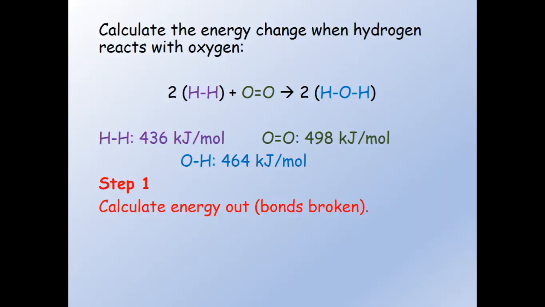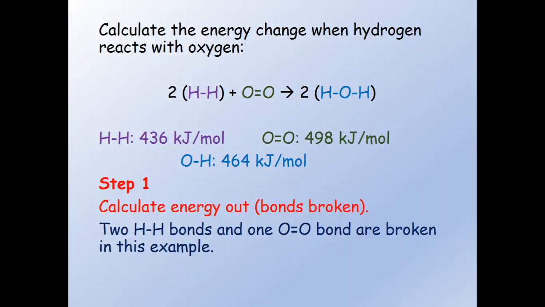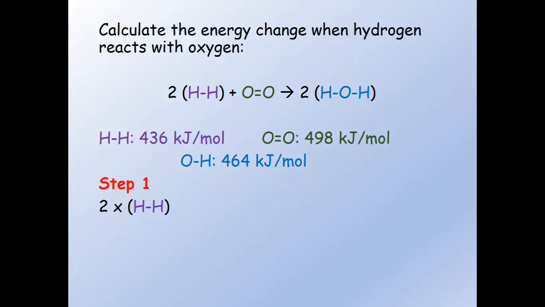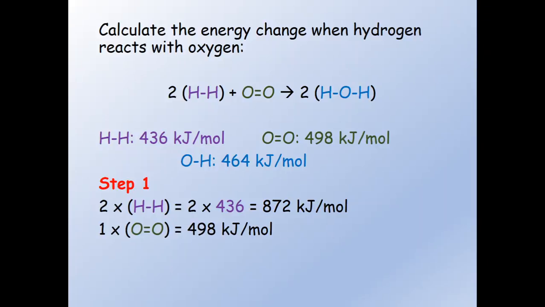Step 1. Calculate energy in, or the energy of the bonds broken. 2 hydrogen-hydrogen bonds and 1 oxygen-oxygen bond are broken in this example. So we have to do 2 times the energy of the hydrogen-hydrogen bond, which is 2 times 436. This gives us 872 kJ per mole. And then there's only 1 oxygen-oxygen bond, so this is 498 kJ per mole.